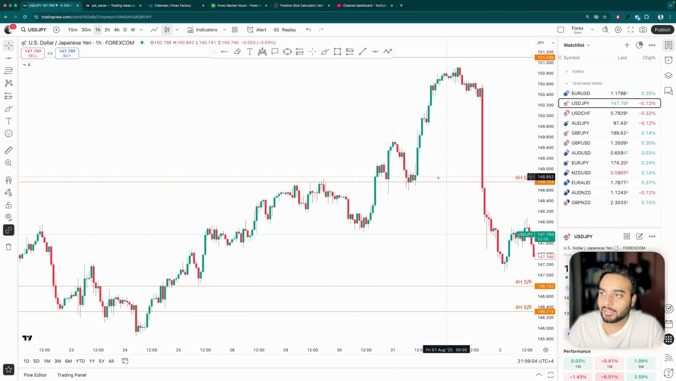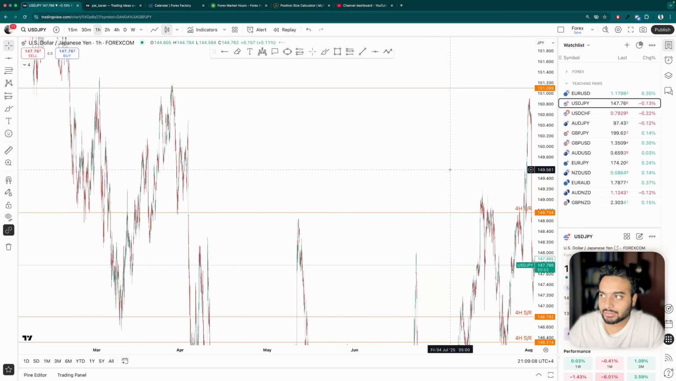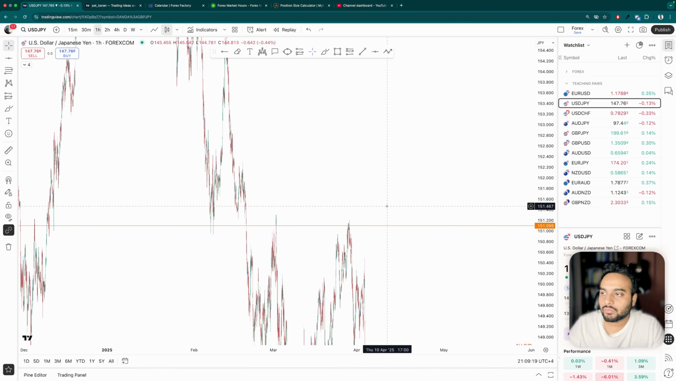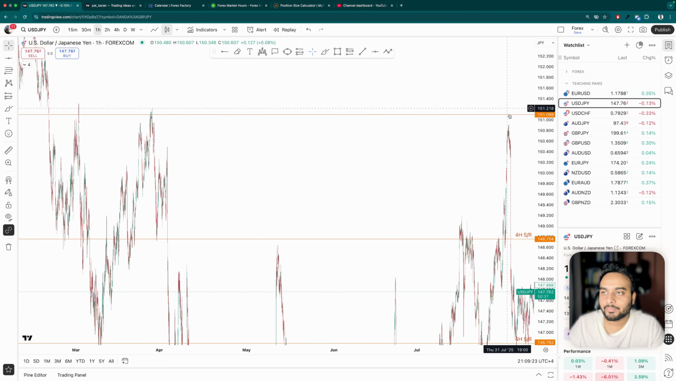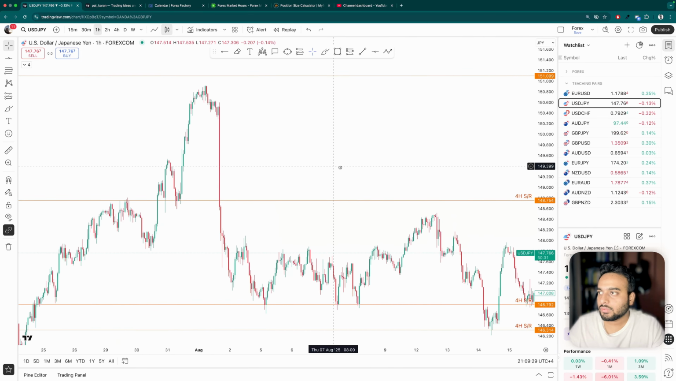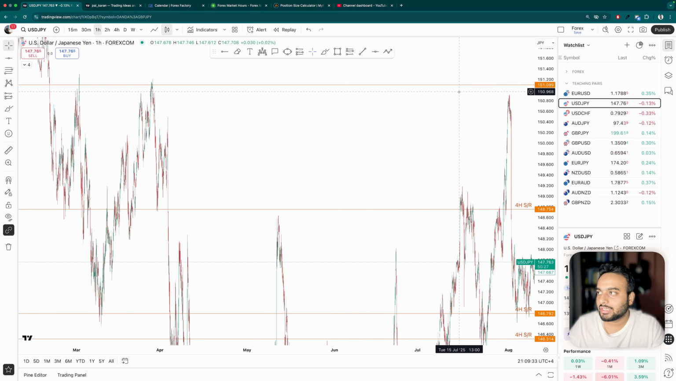But this is how you do it. You have to see what is your target first. What is your max target you can take? This is the max target you can take. You can see there is more resistance, and these resistances are very high. So, of course, a lot of sellers are going to be here. A lot of sellers. And in fact, the sellers just came in from right here.